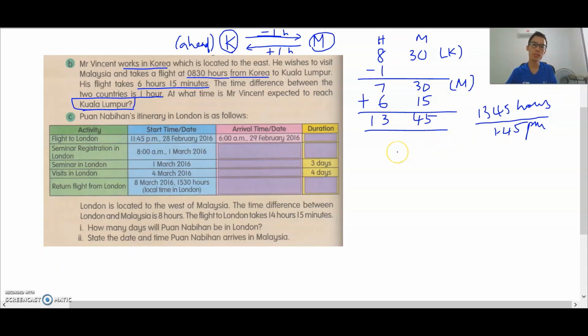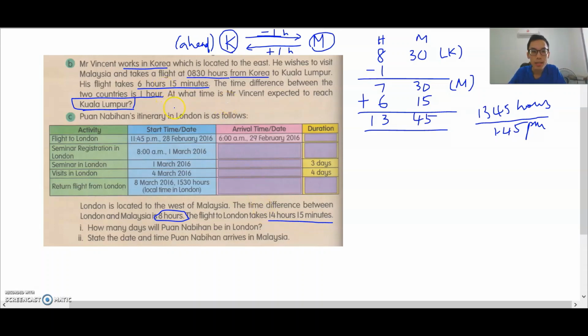Okay, question C. Puan Nabihan's itinerary in London is as follows. London is located to the west of Malaysia. That means Malaysia is ahead, London is behind. Time difference is 8 hours. Okay, 8 hours. The flight to London takes 14 hours 15 minutes. Okay, number 1. How many days will she be in London?